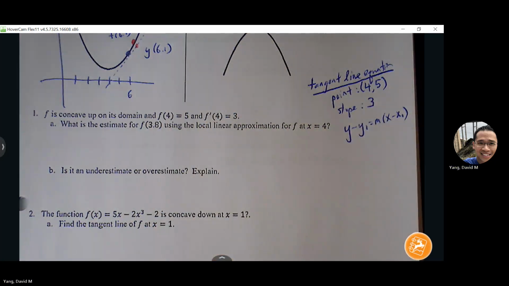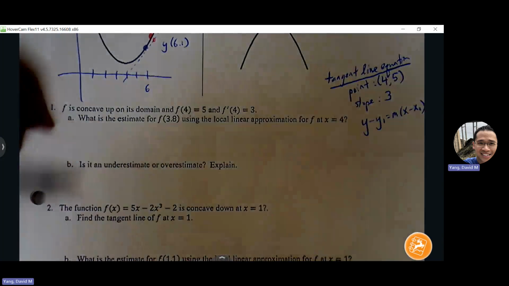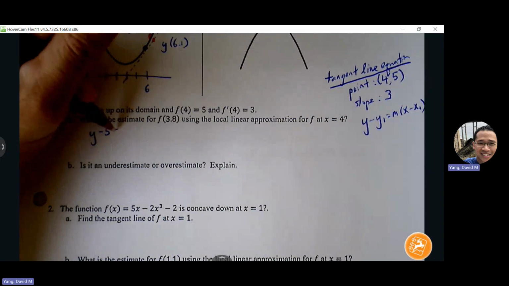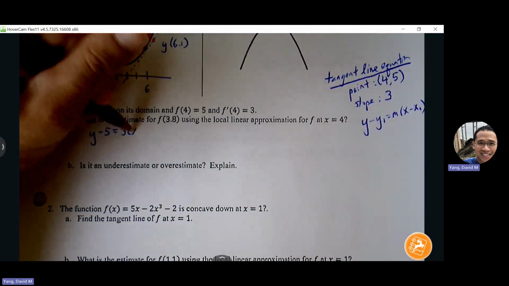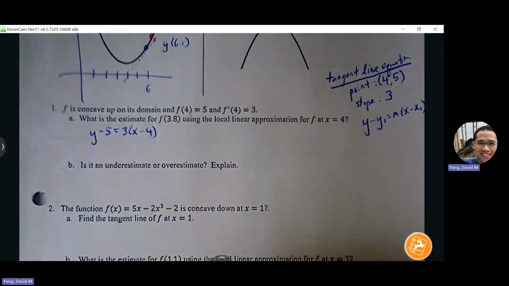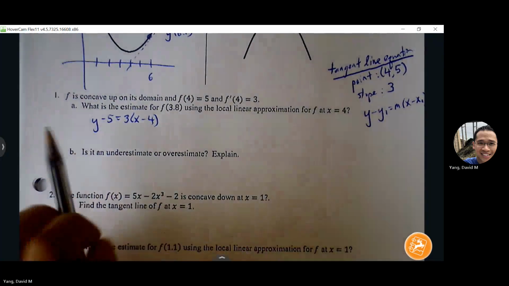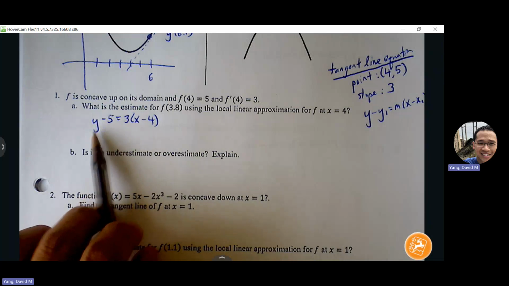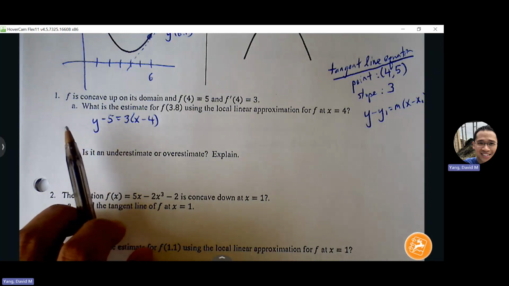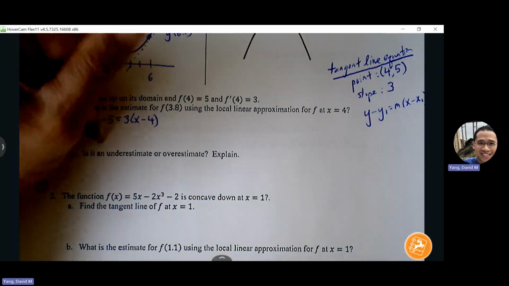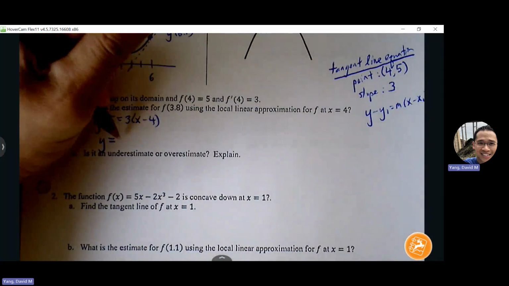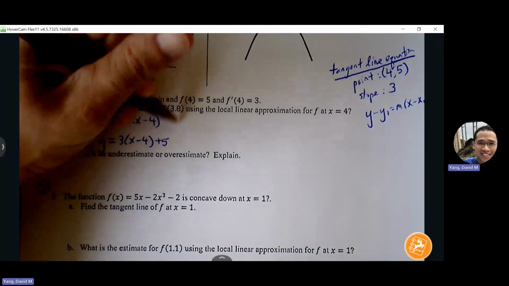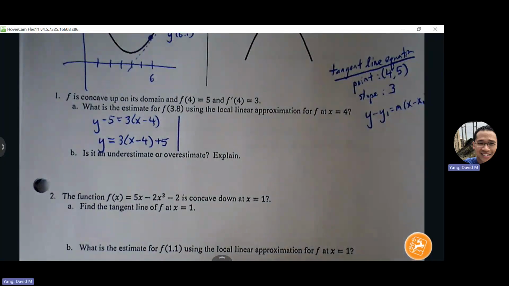Okay, good. Now, what's my tangent line equation? y minus 5 equals 3 times x minus 4. Good. Nothing new yet, right? I'm going to do one thing to help us with the next step. Let's move that 5 over to get y by itself. What would that look like? y equals 3 times x minus 4 plus 5. Up to this point, nothing is new. We know how to do this.